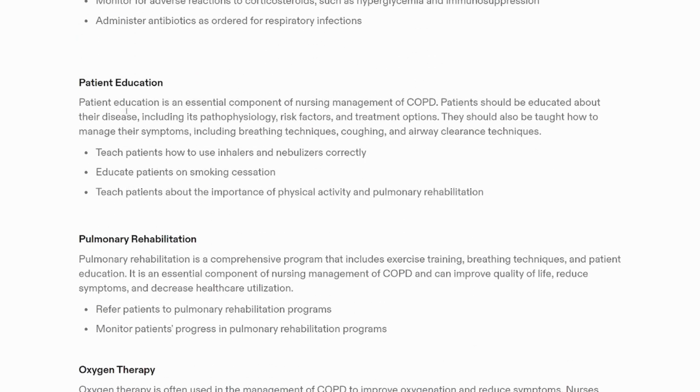Patient education plays an important role, including whether the patient is using the inhalers and nebulizer correctly. We need to identify and educate the patients regarding smoking cessation. If the patient is exposed to smoking, we need to identify the risk factors and educate about infections. The client's physical activity must be observed and pulmonary rehabilitation must be improved so further complications will be prevented.